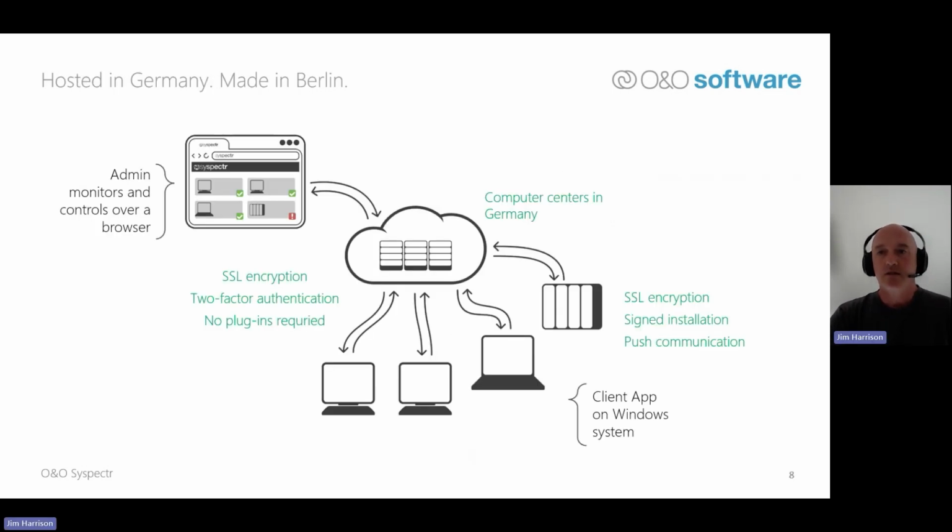This is the infrastructure. This is how it works. You would set up here, top left, your monitoring device with which you want to control and monitor your network. All communication with the data center is encrypted, with two-factor authentication. The computer centers are in Germany. And the SSL encryption and two-factor is in all directions, so it's from monitor to remote, and from remotes back to monitor.